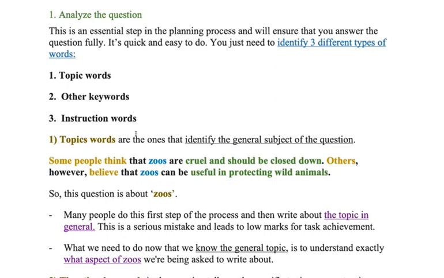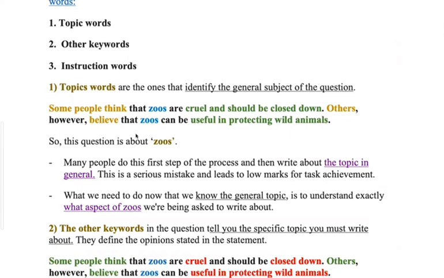So you can't change it. It is the main point, the main idea of our question. That's what we need to answer our question about. So this question is about zoos, as we said.